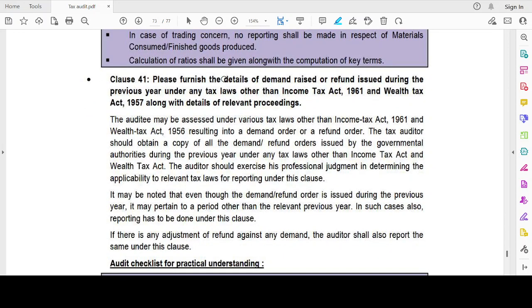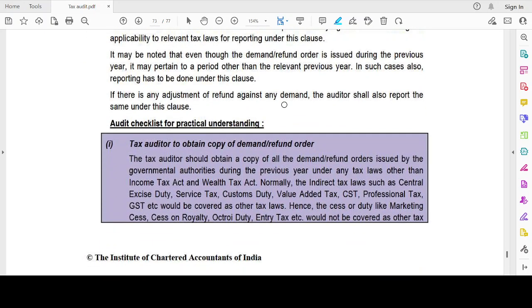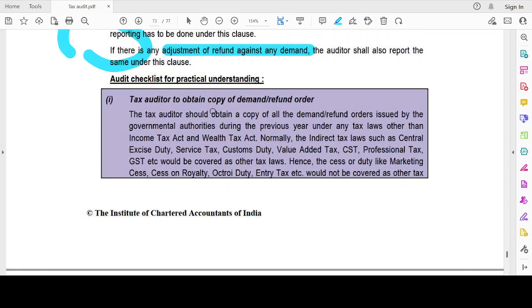Please furnish the details of demand raised or refund issued during the previous year under any tax laws other than the Income Tax Act and Wealth Tax Act, along with details of the relevant proceeding. For example, suppose a demand has been raised under the GST Act. Does it have to be disclosed here? Yes, the answer is yes, because it is other than the Income Tax Act and Wealth Tax Act. If there is any adjustment of refund against the demand, the auditor shall also report the same under this clause. He has to obtain the copy of all demand and refund orders. Normally, it will be for indirect tax laws.